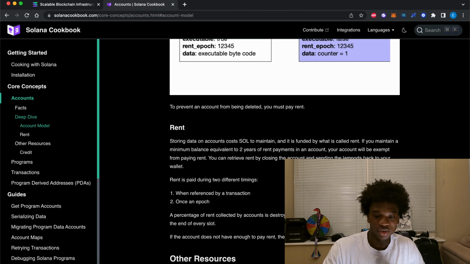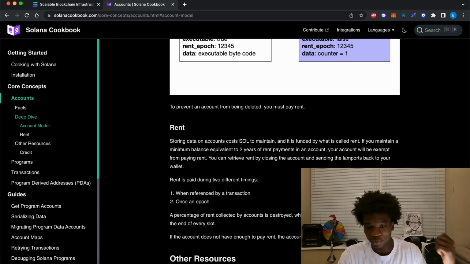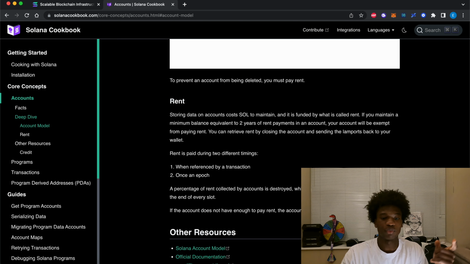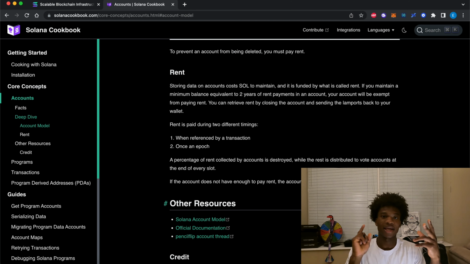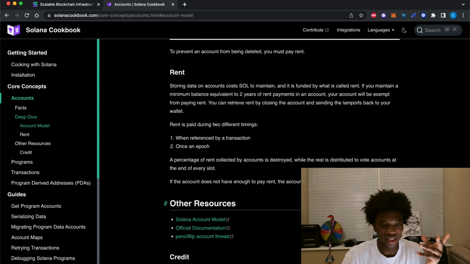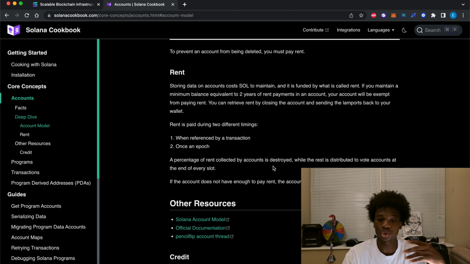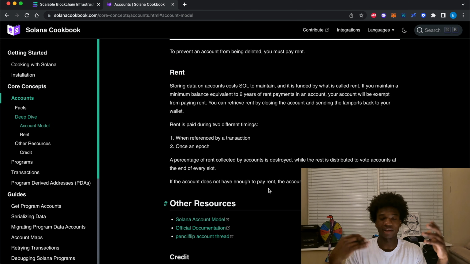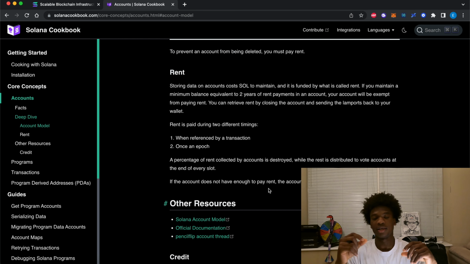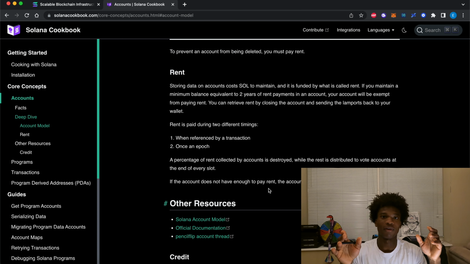You can retrieve rent by closing the account and sending the lamports back to your wallet, so you can get your money back. Rent is paid at 2 different times: when referenced by a transaction, and once an epoch has elapsed. A percentage of rent collected by accounts is destroyed, while the rest is distributed to vote accounts at the end of every slot. So validators, doing different transaction validations on the network, whenever they help you validate your transaction and put it as a block on the blockchain, are distributed rent as fees, in a sense, for whatever that transaction was costing.